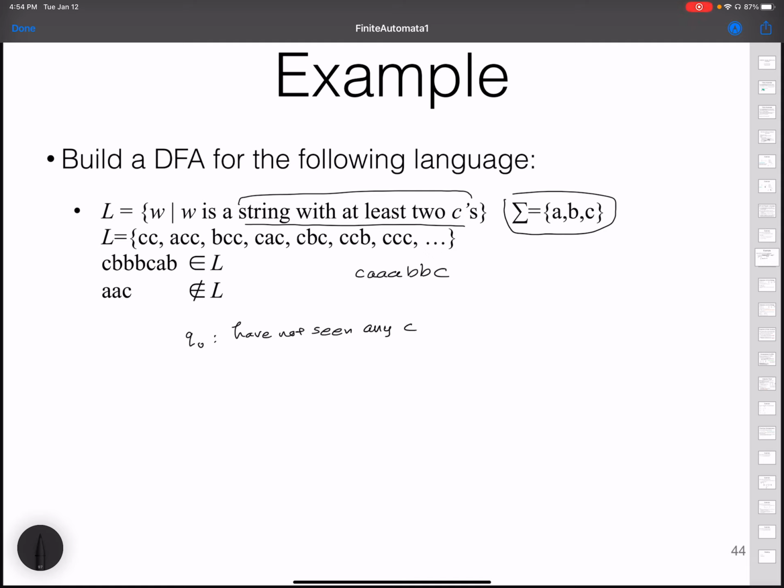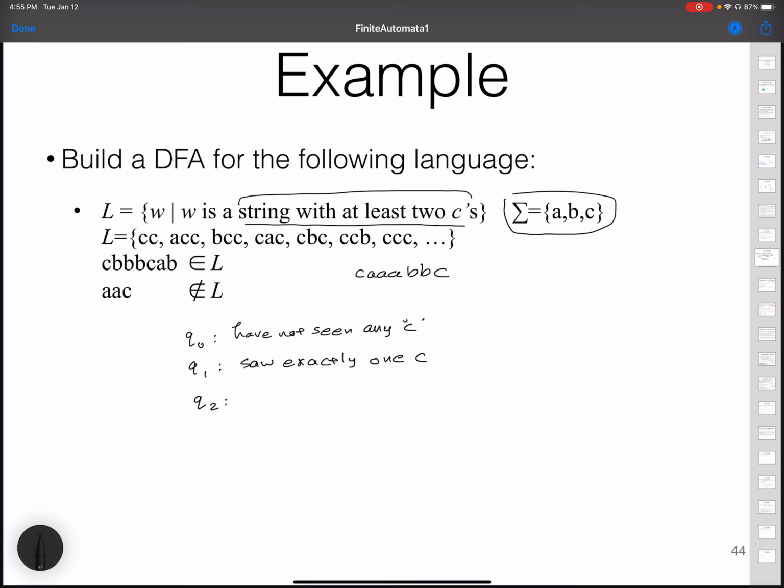And Q1 is going to be: saw exactly 1 C. You can see that I just wrote it as saw exactly 1 C, and I don't care whether it was exactly the previous symbol or not. It just tells me that there was exactly 1 C so far, but not 2 C's, so we are not going to be at an accepting state yet.